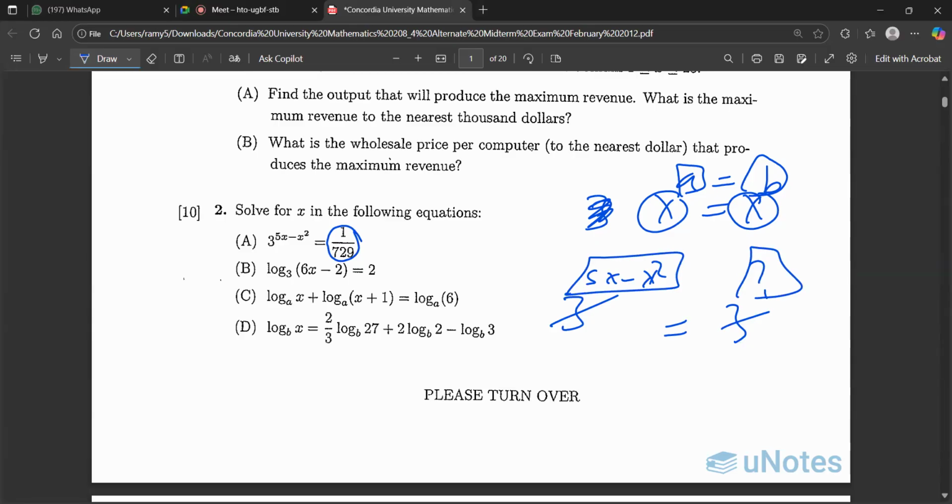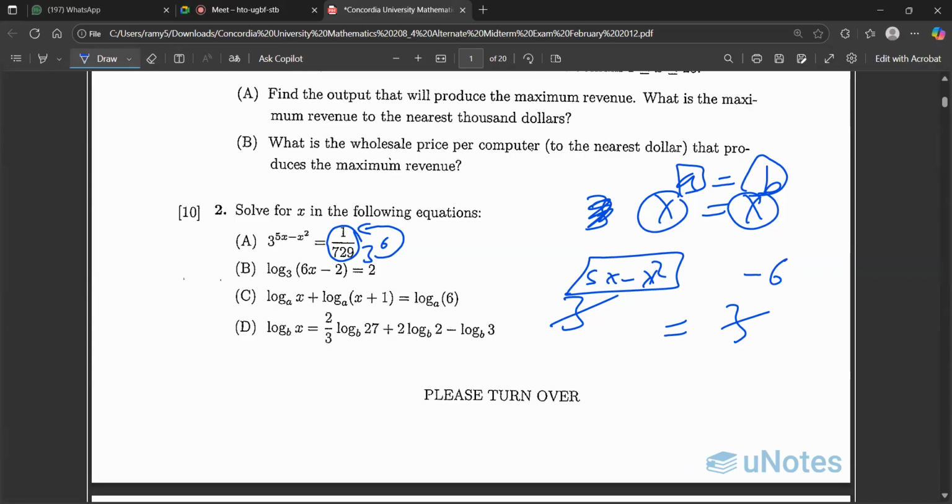3 to the power of 6. But 729 is in its denominator. So when I move 3 power 6 up, it becomes 3 power negative 6. This is also another rule.